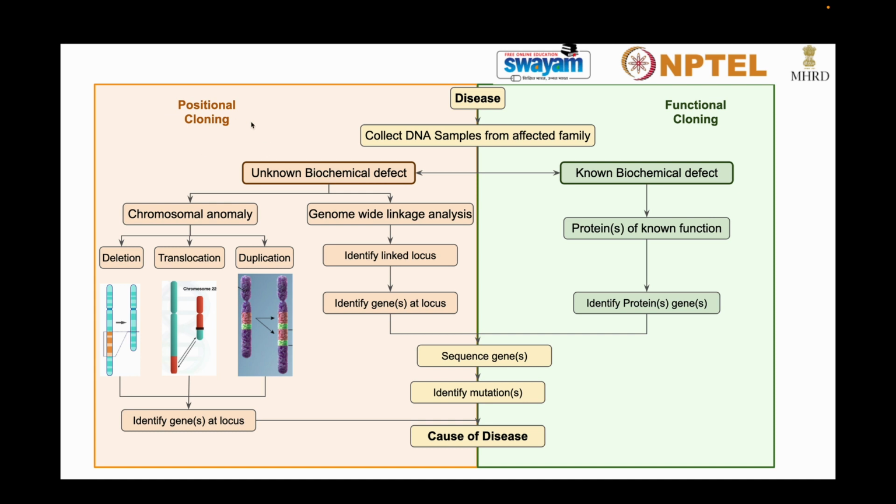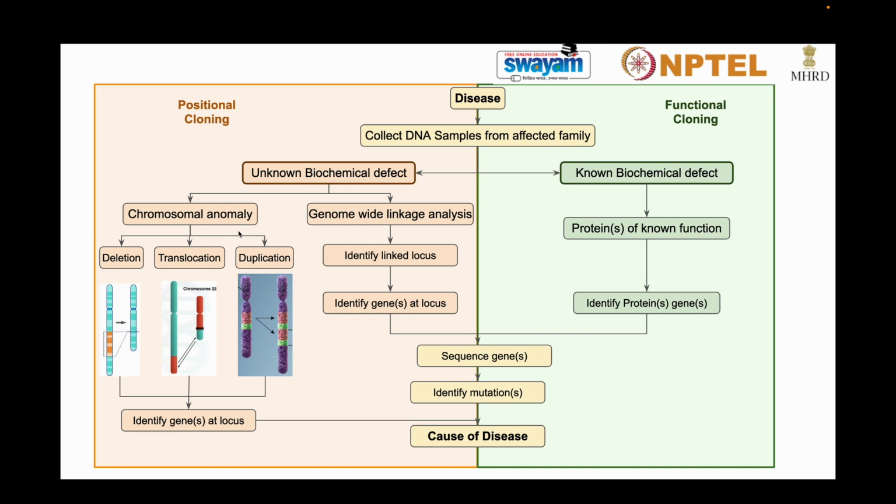As the name suggests, positional cloning can help you to look at the position of that particular disease. In this, you don't know the defect, that is, the biochemical defect that is produced as a result of the disease. So you collect the DNA samples from the affected family, and you don't have any idea of the biochemical defect. So you check for the chromosomal anomaly, in which you will be comparing the chromosomes. You can perform different methods. You can either perform karyotyping.